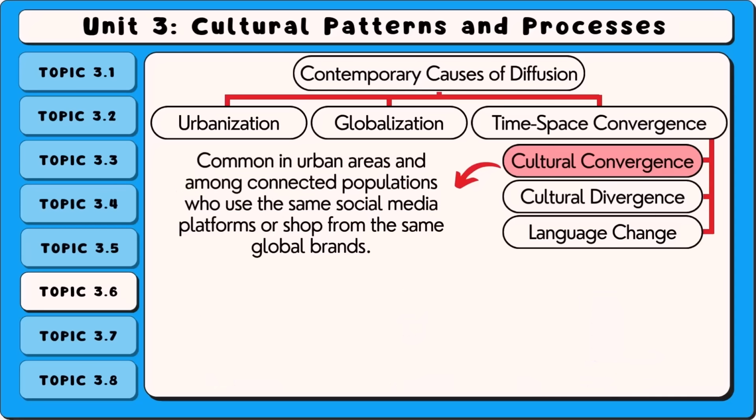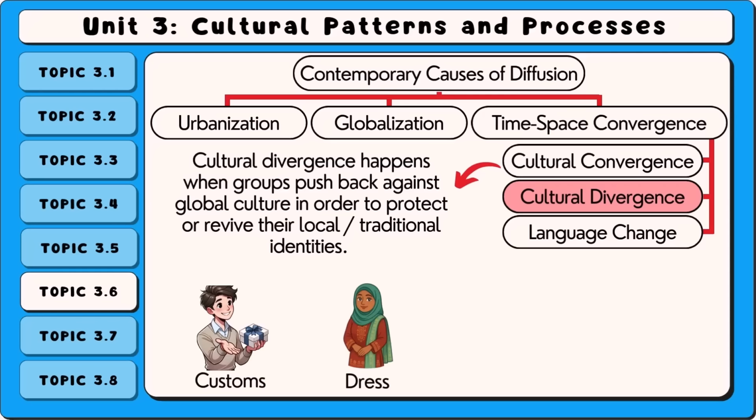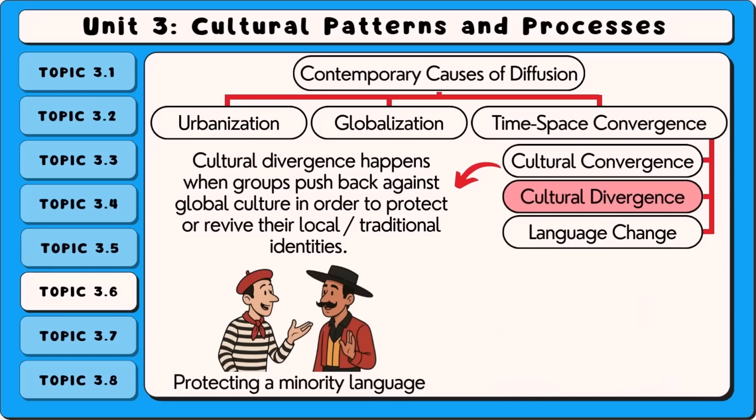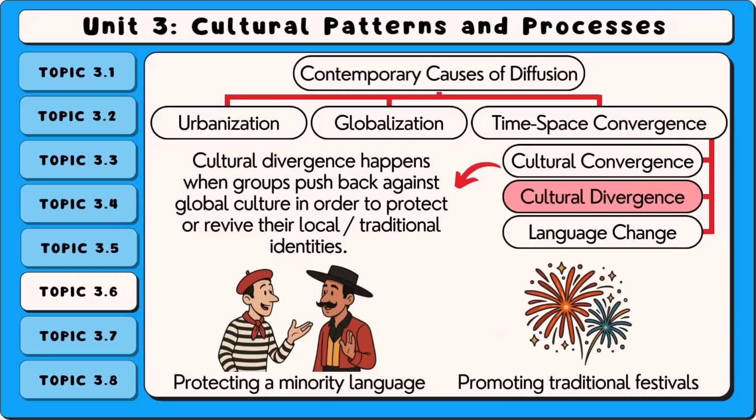Cultural divergence happens when groups push back against global culture in order to protect or revive their local or traditional identities. In response to the spread of global trends, some communities work harder to preserve their own customs, dress, language, and beliefs. For example, a country might pass laws to protect a minority language from being lost or promote traditional festivals in schools.